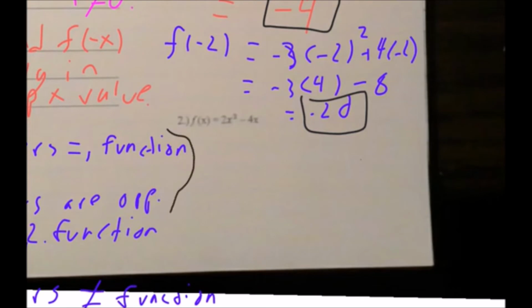Okay, moving on to number 2. Let's just clear some room out here. So again, we're picking a number. This time 2 didn't work for us last time, so let's pick 3. So f of 3 equals 2 times 3 cubed minus 4 times 3.